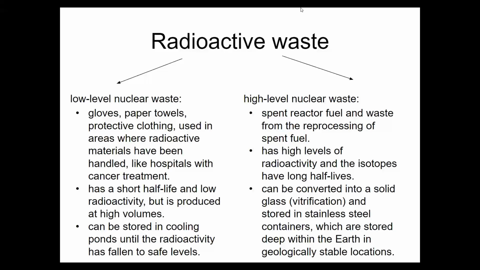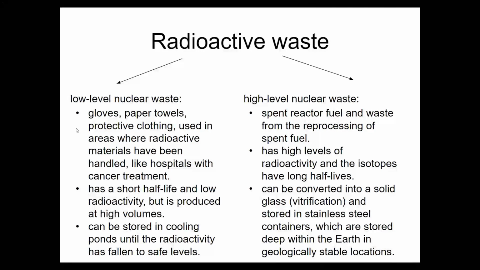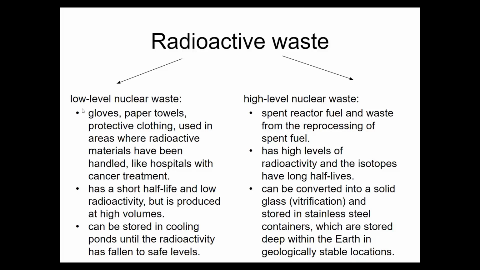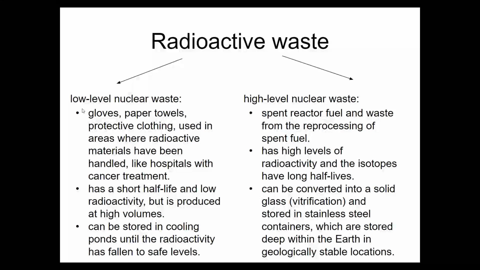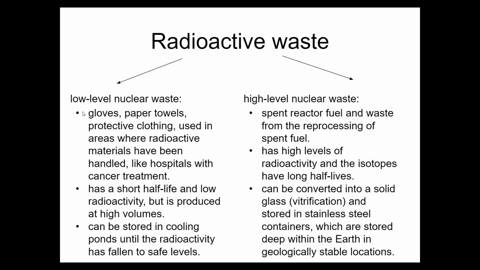The next subtopic is radioactive waste. It divides into low-level nuclear waste and high-level nuclear waste. Firstly, low-level nuclear waste consists of gloves, paper towels, and protective clothing used in areas where radioactive materials have been handled, like hospitals with cancer treatment. Low-level nuclear waste has a short half-life and low radioactivity, but is produced in high volumes. Also, low-level nuclear waste can be stored in cooling ponds until the radioactivity has fallen to safe levels.